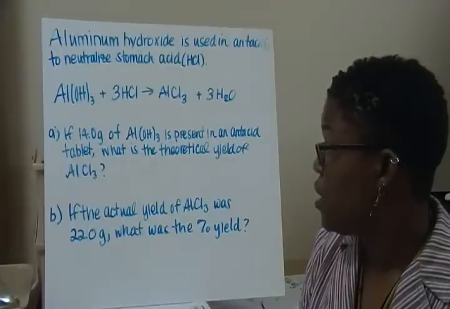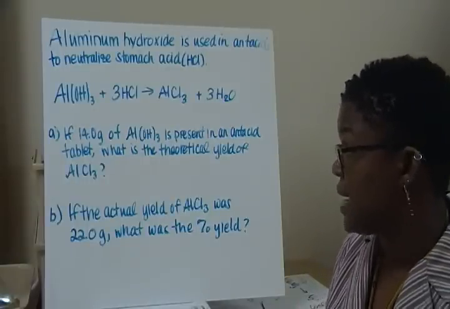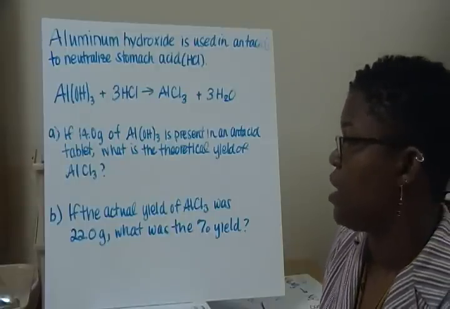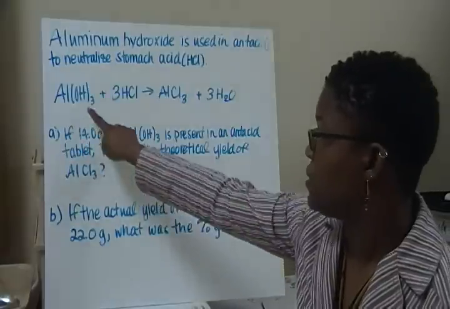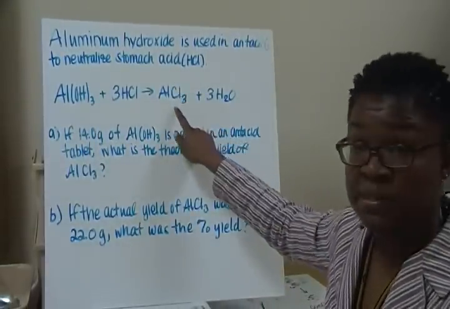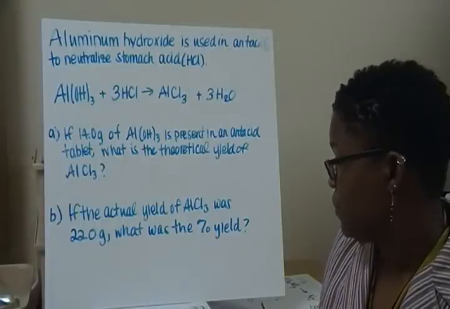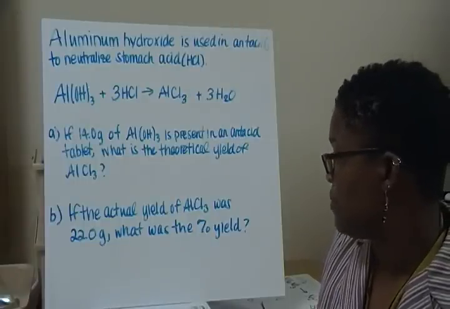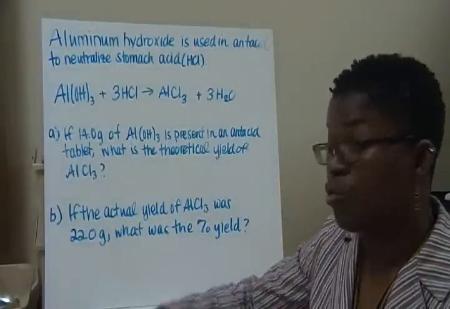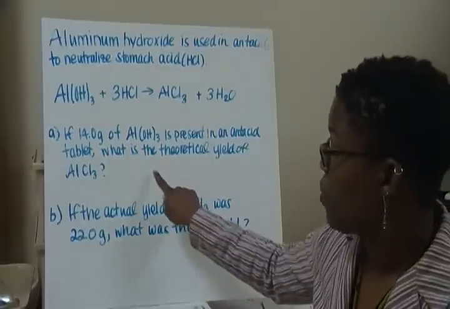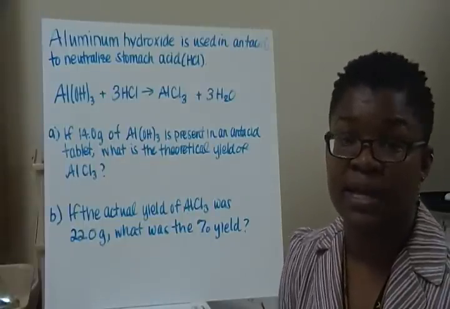That's your equation. Part A: if 14.0 grams of aluminum hydroxide is present in an antacid tablet, what is the theoretical yield of AlCl3? For that problem, you're going to take that 14 grams of this and try to find the amount of grams of that. Next question: if the actual yield of AlCl3 was 22.0 grams, what was the percent yield? For that problem, 22.0 grams is your actual. Your number from part A is your theoretical, and you just plug it into the equation.